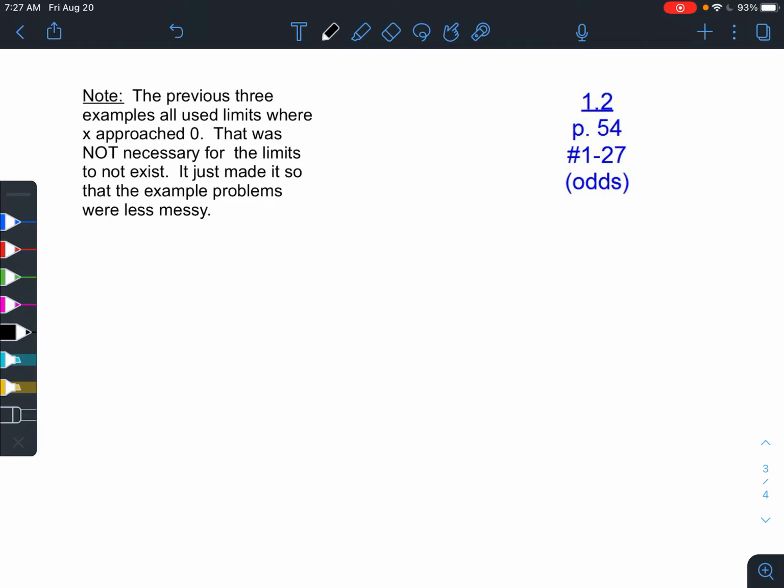All right, so here we are. The previous 3 examples all use limits where x approaches 0. Now please understand that was not necessary for the limits not to exist. It just made it a little bit easier for the problems to look not quite so messy.